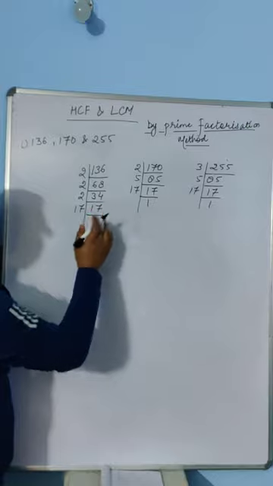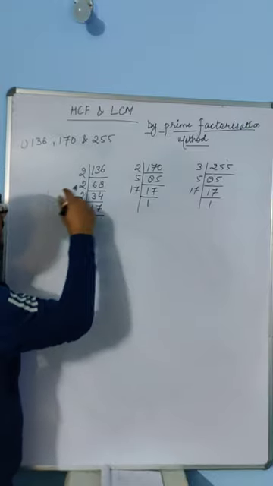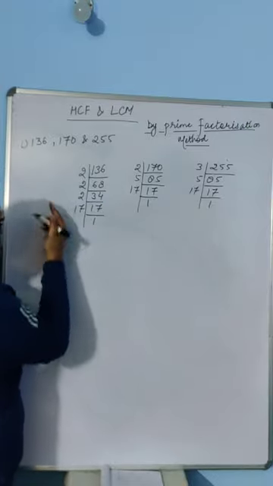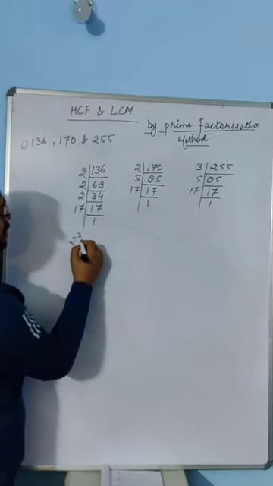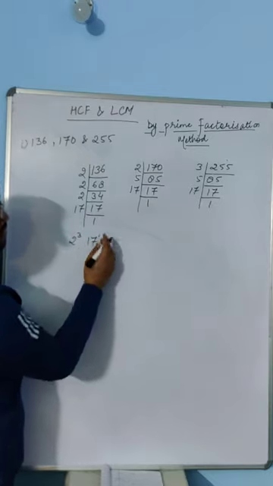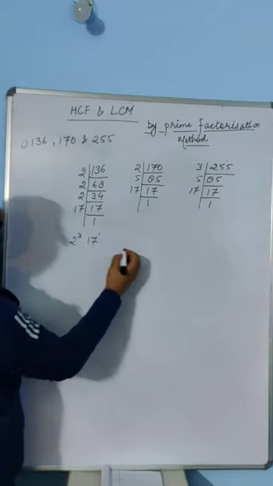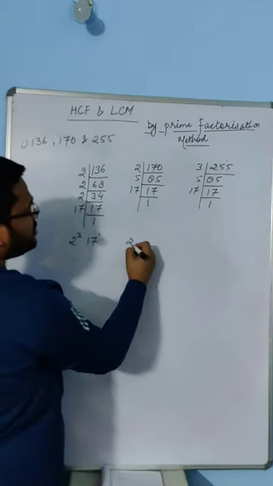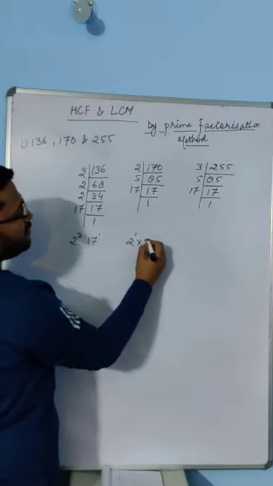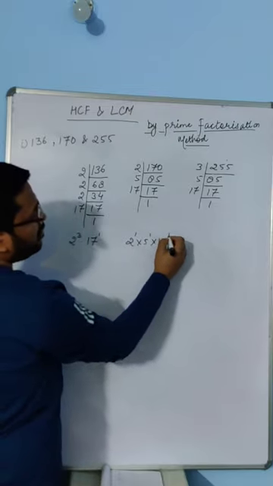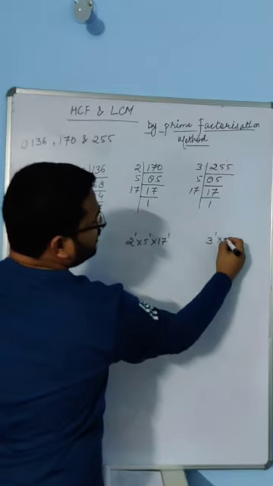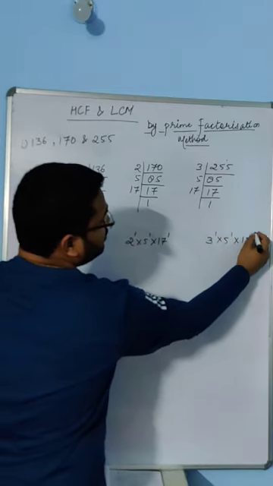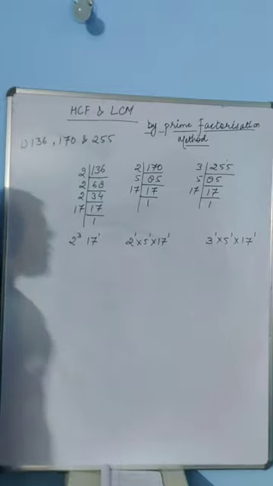Now, let's write the factors in the way which we used to write. Here you have 2 three times, thrice. 2 is available thrice, so 2 to the power 3 into 17 is just 1 time, so 17 to the power 1. Here you have nothing repeated, so 2 to the power 1 into 5 to the power 1 into 17 to the power 1. Since here also nothing is repeated, so 3 to the power 1 into 5 to the power 1 into 17 to the power 1.